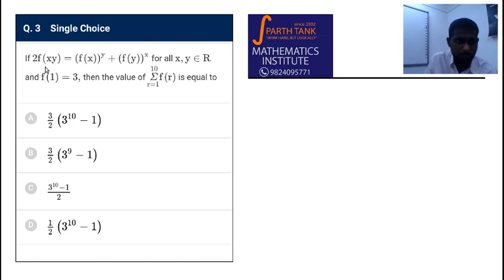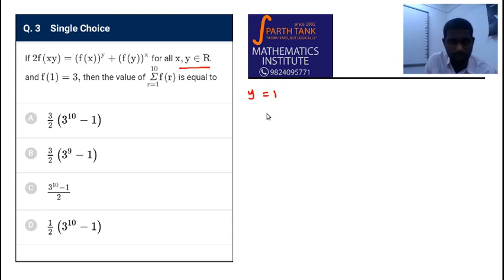If 2 times f of xy is equal to f of x raised to y plus f of y raised to x for all x, y belonging to R, and f of 1 is 3, then the value of summation r equals 1 to 10 f of r is equal to. Now this looks very tricky but is simple if you take y is equal to 1, because they said this relationship holds for all x and y, right?